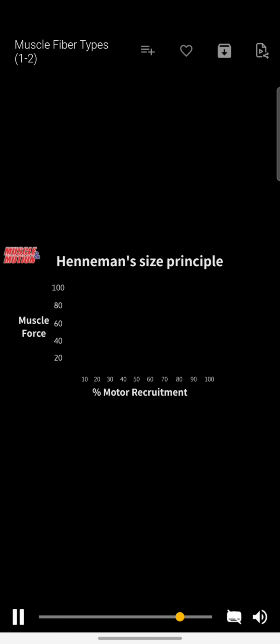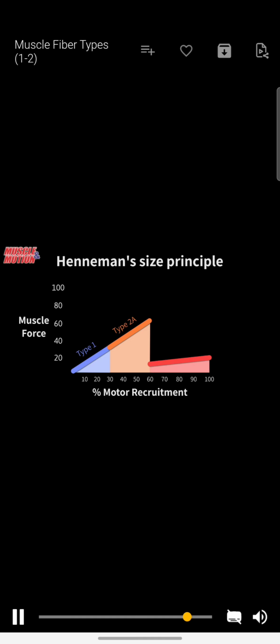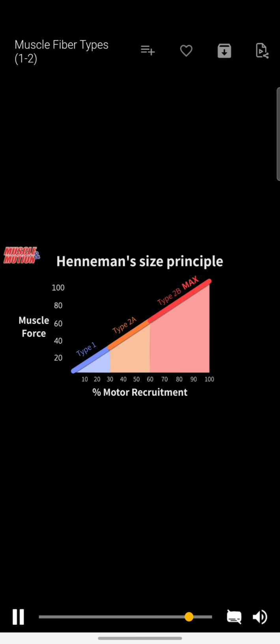To minimize the amount of fatigue, the body first recruits the type 1 slow twitch fibers. After those fibers are maxed out, the 2A fibers will be recruited and then type 2B. This is known as Henneman's size principle. It helps the body avoid fatigue by using no more force than necessary to complete a movement.